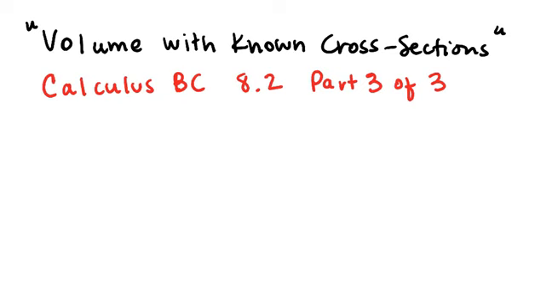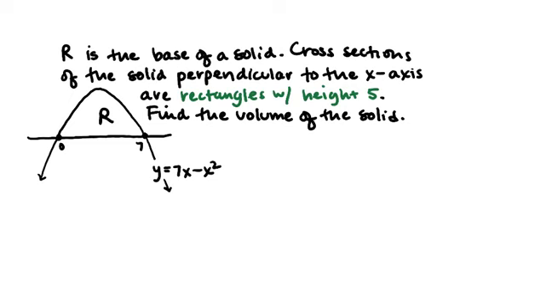So the first one I've got for you is a pretty typical one, except maybe we're not too likely to see one where cross-sections are rectangles with height 5. Really, that's just going to make it too easy. That would turn our figure into a prism, and we would just find the area of the base and multiply by 5. But I like this one because this is a good way to get us started.